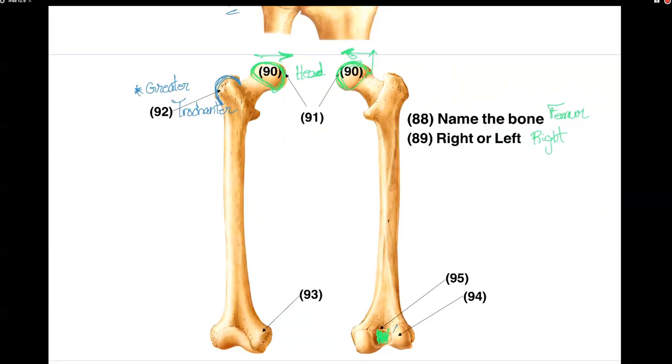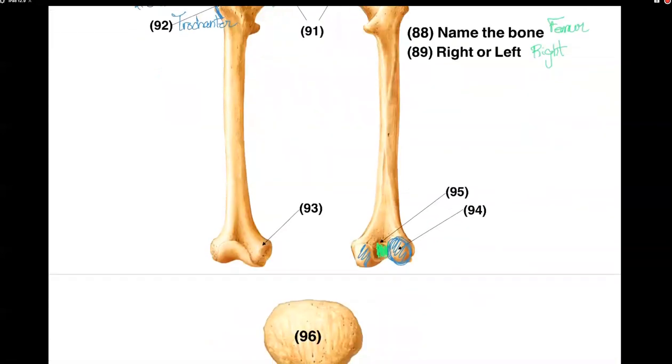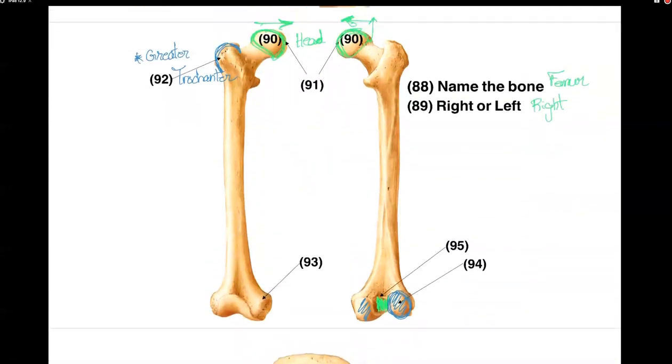If you remember, we've got those articular surfaces. Those are my medial and lateral condyles. Is this marked one the medial condyle or the lateral condyle of the femur? How would I know? Is it on the same side as the head? If it's on the same side as the head, this means it's a medial condyle. How about this one? It's on the opposite side to the head, so this is going to be a lateral condyle.